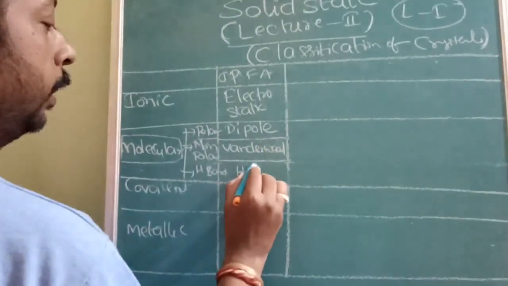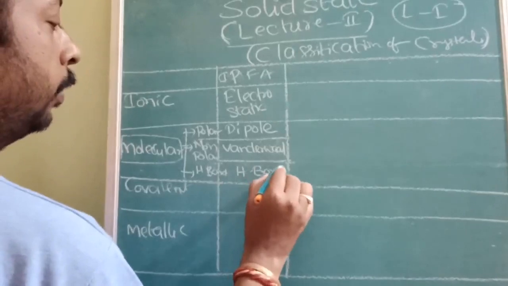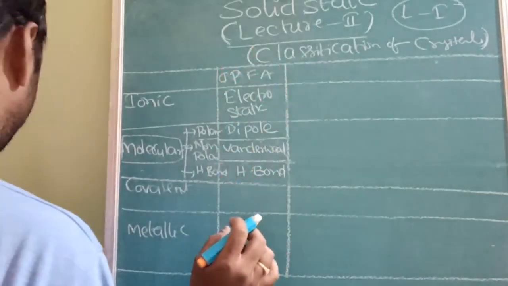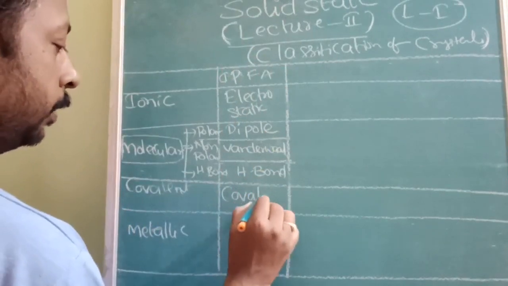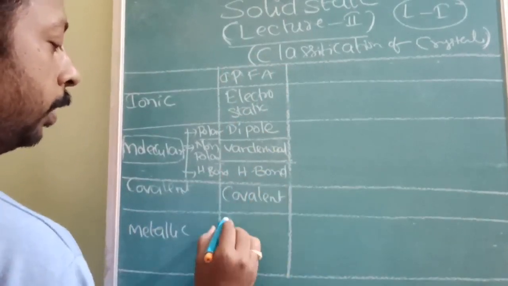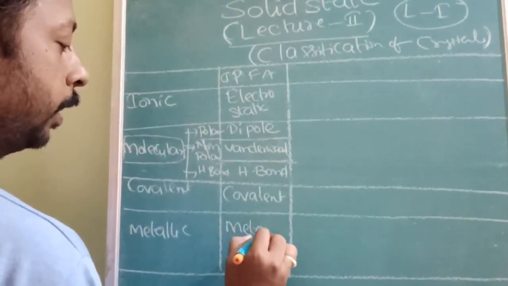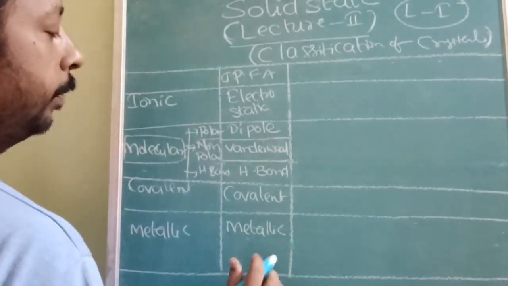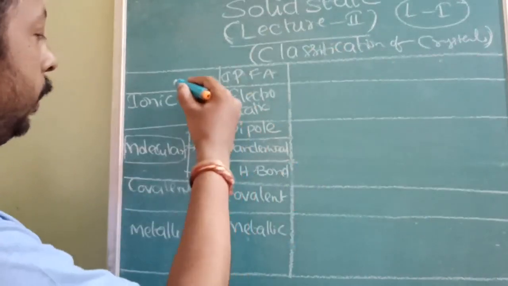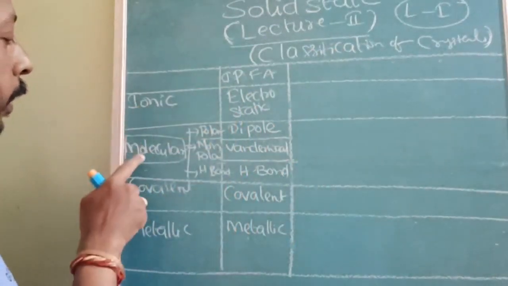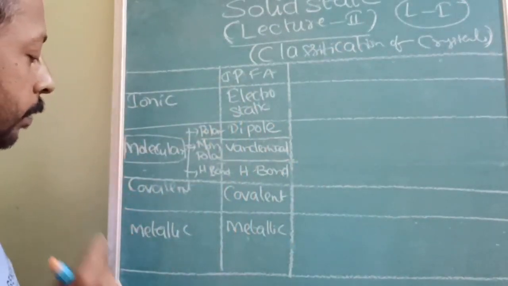And here it is already clearly mentioned, it is hydrogen bond. Here it is covalent bond, and here the bond present is metallic bond. So solids are classified into how many types? 4 types: ionic, molecular, covalent and metallic.